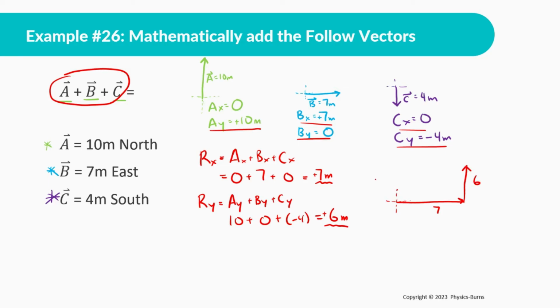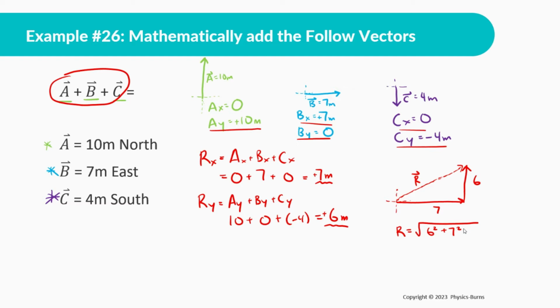Okay. And now maybe I'll do this dotted. This is going to give us the magnitude of my resultant vector. I'm just going to put R. And for R, the resultant vector, I'm going to use the Pythagorean theorem. So R squared is equal to 6 squared plus 7 squared, so R is equal to the square root of 6 squared plus 7 squared.